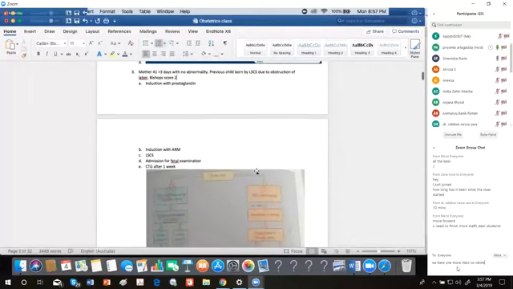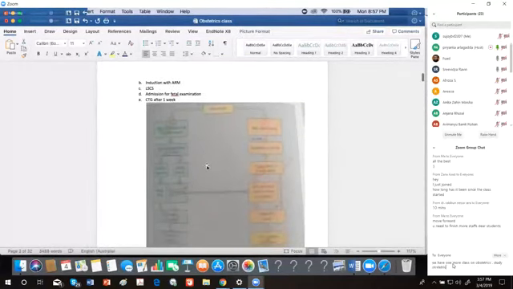So what is your answer here? The Bishop score is 2, so A, induction with prostaglandin. This flow chart is very important. You will have to remember this flow chart. There is no other way.